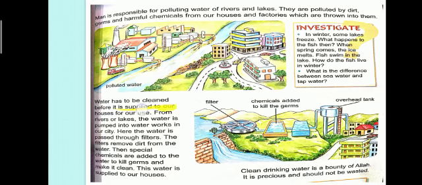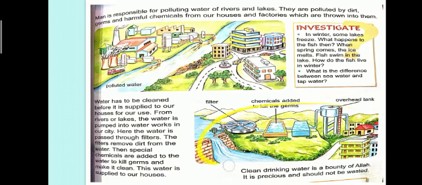Water has to be cleaned before it is supplied to our houses for our use. From rivers or lakes, the water is pumped into the waterworks in our city. Here, the water is passed through the filters. The filters remove the dirt from the water, then special chemicals are added to the water to kill the germs and make it clean. This water is supplied to our houses.